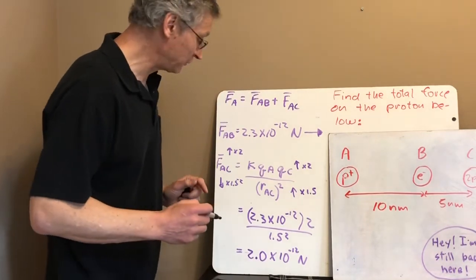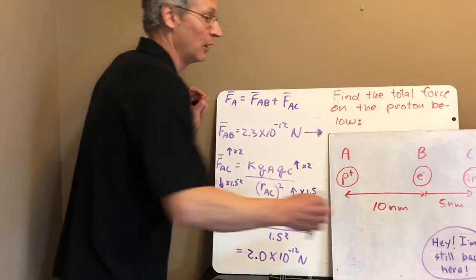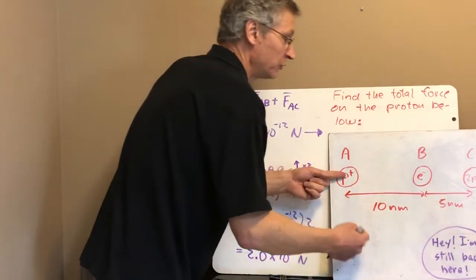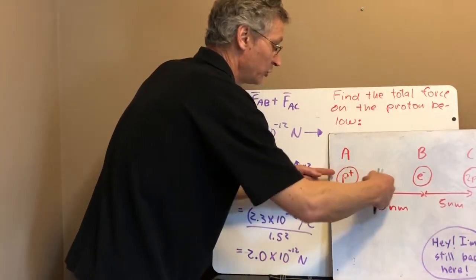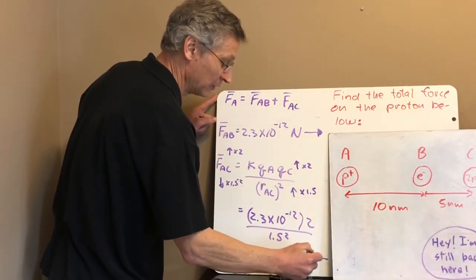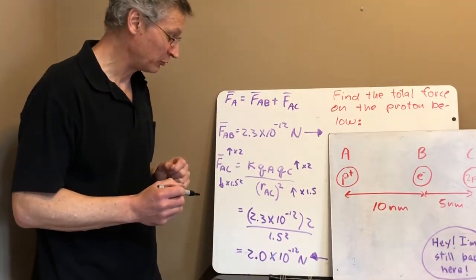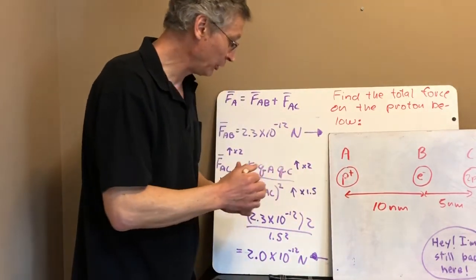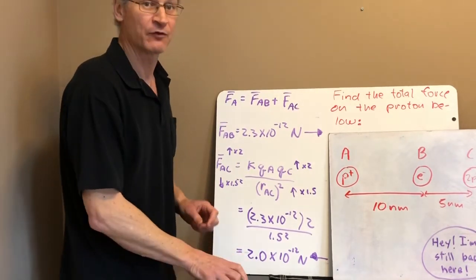Okay, now what's the direction of this force? The force on A due to C. So these two protons, what are they doing to this proton here? Well, this is positive, so these things over here, they're taking this proton and they are repelling it that way. So there is the force on A due to C. 2.3 times 10 to the negative 12 newtons in that direction. We'll come back and we'll figure out the final answer once and for all.